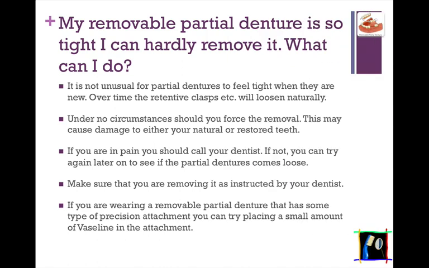The second question relates to partial dentures. Because sometimes partial dentures, when they're new in particular, are so tight you can't get them on and off. So it is not unusual for that to happen. Very often the retentive clasp, or the devices that are used to hold the partial denture in your mouth, are tight when they start, but they do loosen naturally over time.